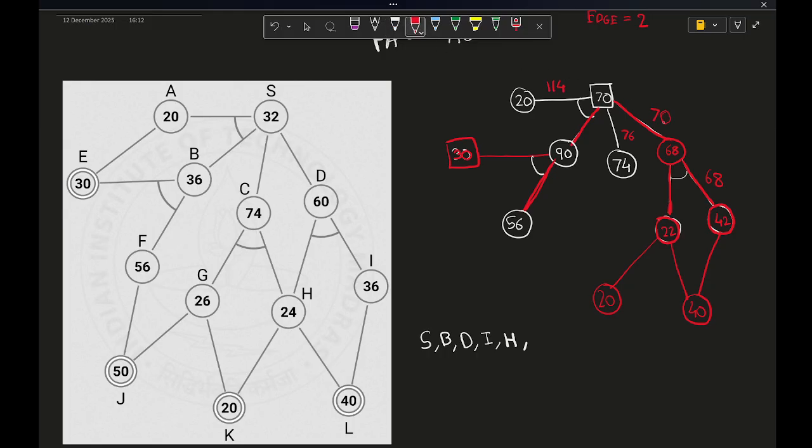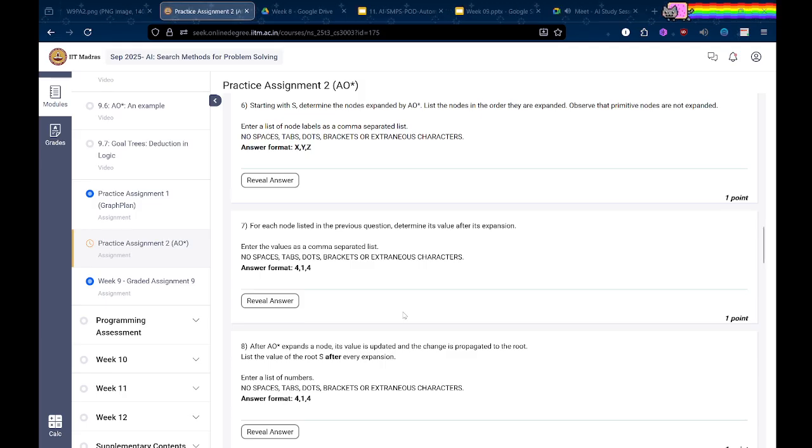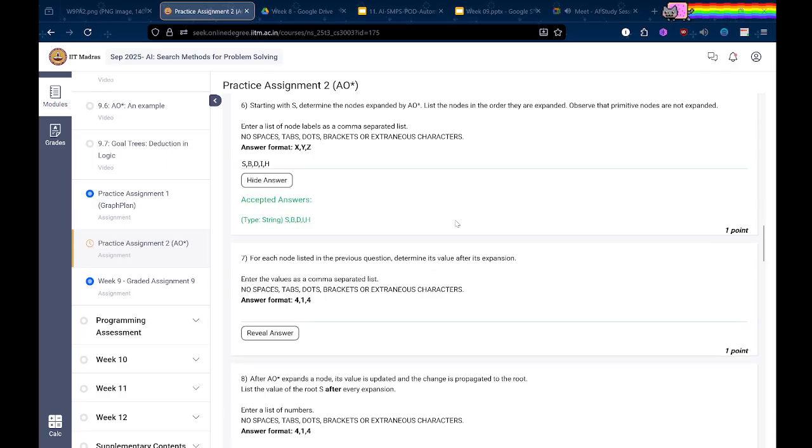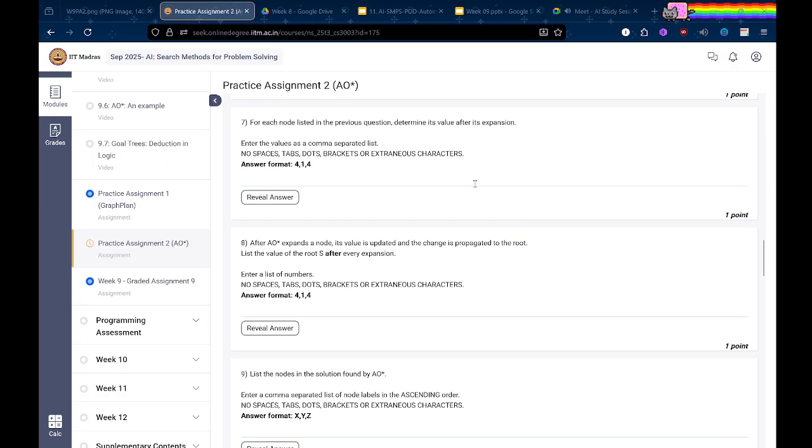And 70 is still the smallest one, so this is marked as false. Stop now. It is done, no? Yeah, because this is the smallest one. If someone else would have been the smaller one, then we would have expanded that. So this should be SBDIH. Okay, that's correct.